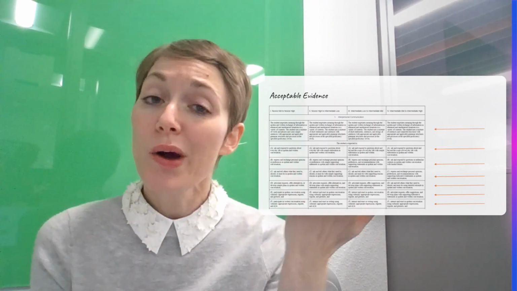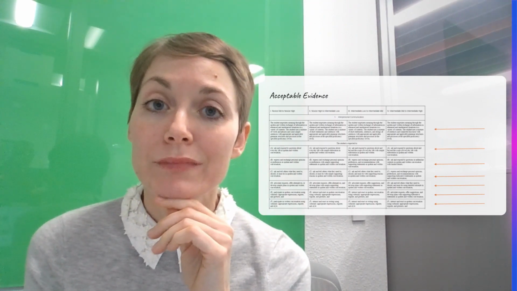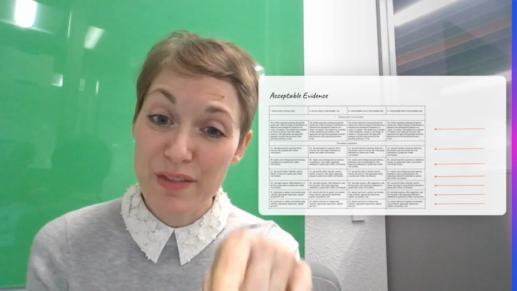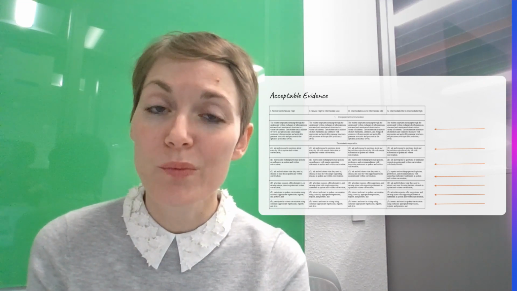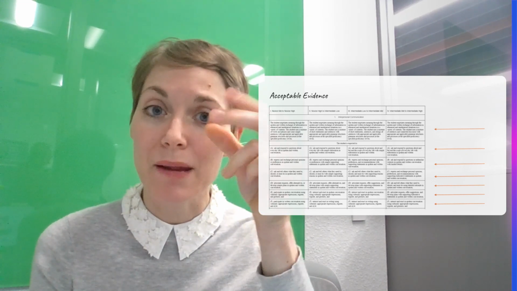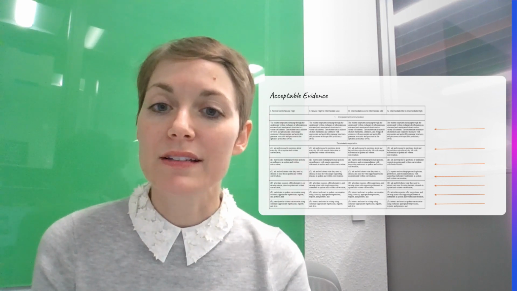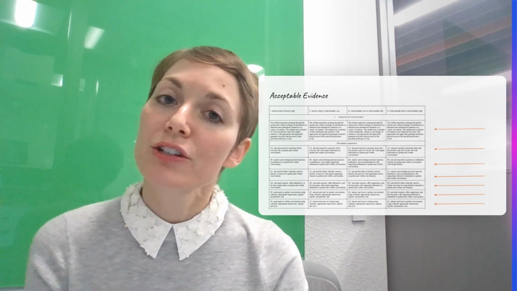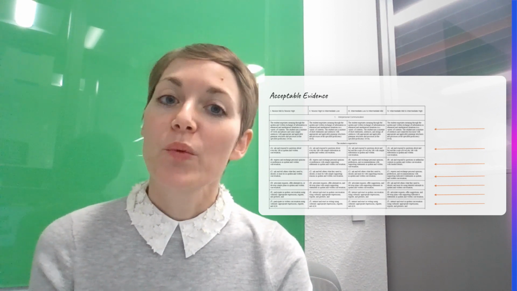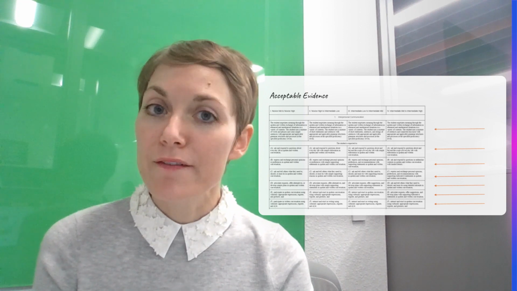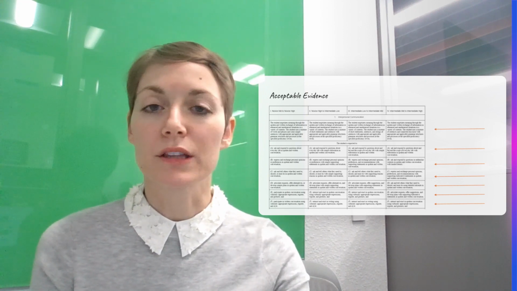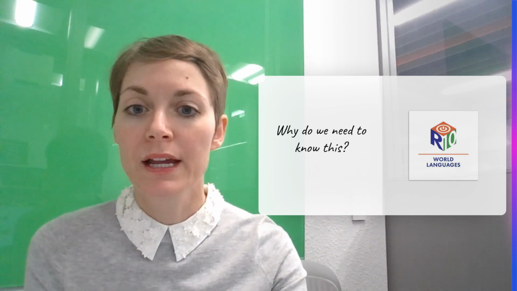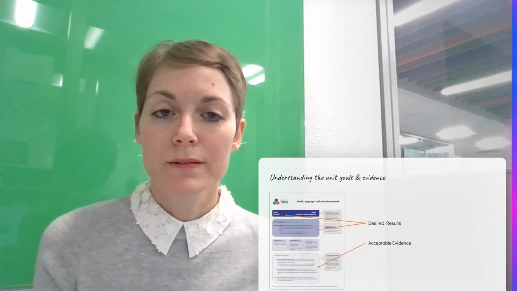Acceptable evidence: how do I know if a kid is intermediate low? The acceptable evidence is if they can do the things in the column, which are called the student expectations, A, B, C, D. Things like ask and answer questions or express and exchange an opinion. If students can do that, then we know that they're giving us the evidence of intermediate low. So it's pretty easy. It's very straightforward. So why do we need to know this?